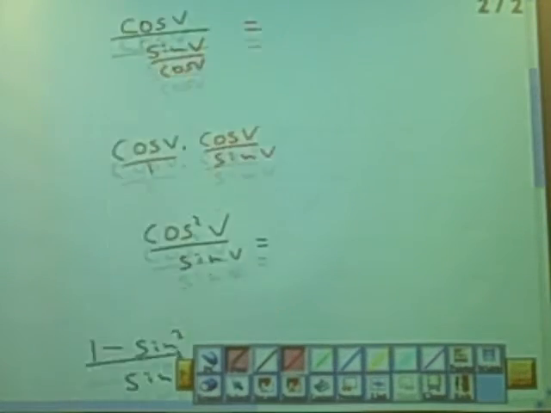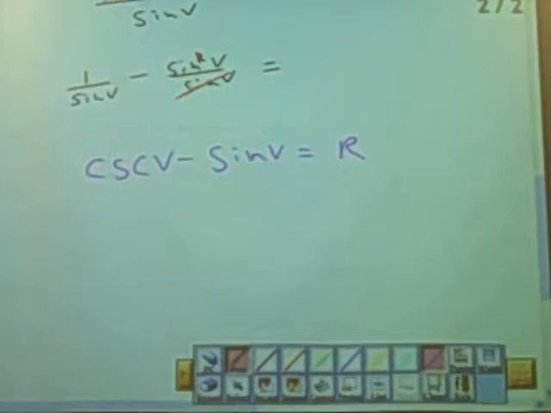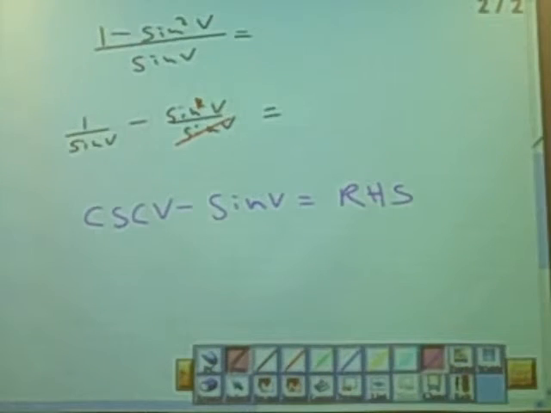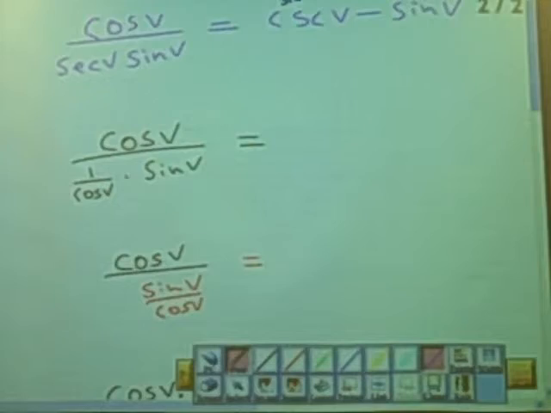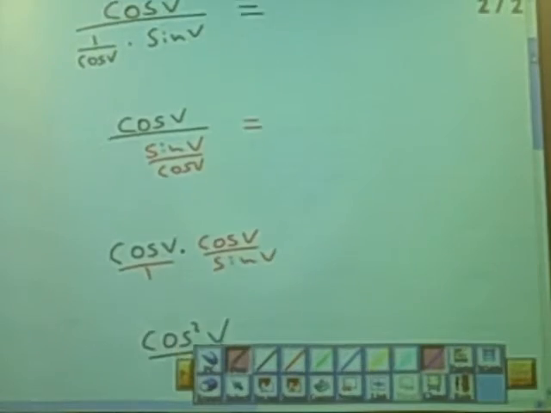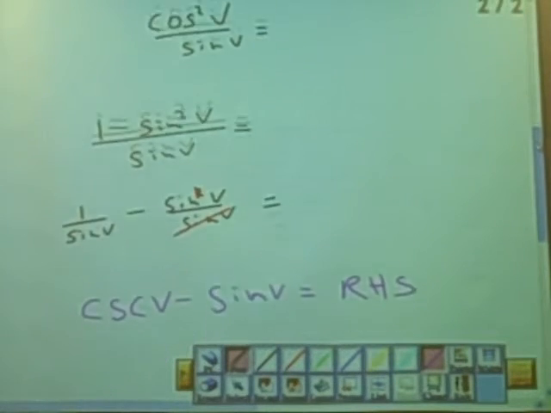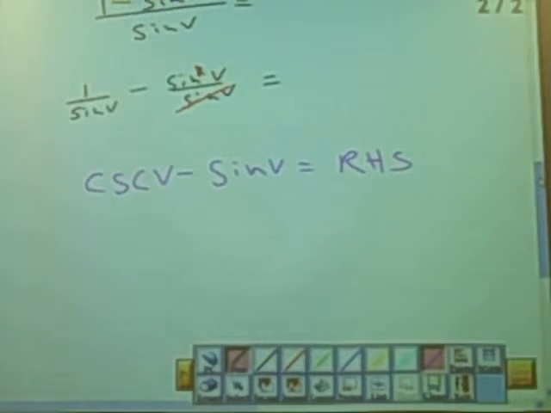1 over sine is cosecant. So that makes it cosecant v minus sine v, and we have an equivalent to the right hand side, and that's what we wanted. Okay, and you have to look at this whole thing as the answer, not just individual steps. So you have to prove every step. Why did something go from one step to the next? So you have to complete it all the way to the very last step. You can't stop second to the last step, you have to go all the way to the last step.